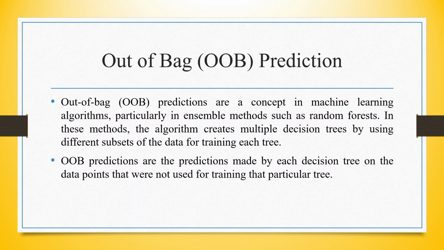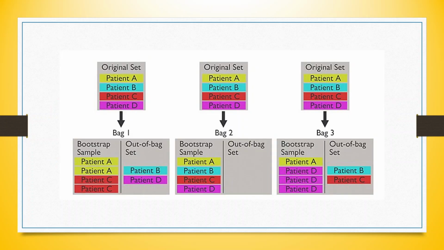Out-of-bag predictions are a concept in machine learning algorithms, particularly in ensemble methods such as random forest. In this method, the algorithm creates multiple decision trees by using different subsets of the data for training each tree. Out-of-bag predictions are the predictions made by each decision tree on the data points that were not used for training that particular tree. You can see here in the original set, we have A, B, C, D.